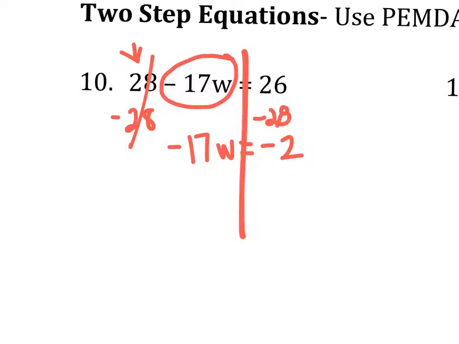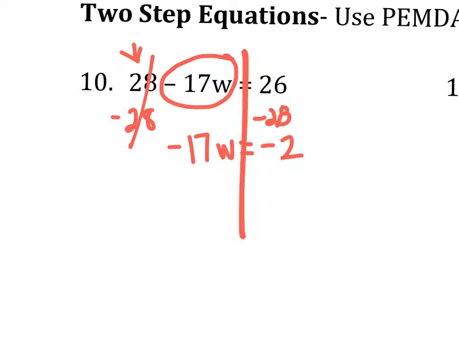Now, the ultimate goal, remember, is to get the w by itself. So the opposite of 17 times w would be dividing. And you divide by the number next to the variable. So that would be divided by negative 17. And we do it to both sides.